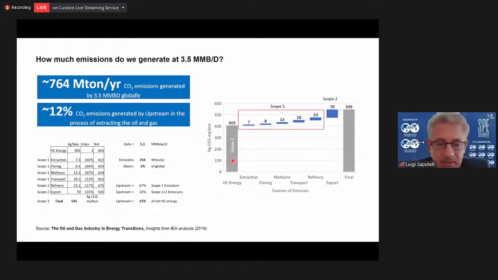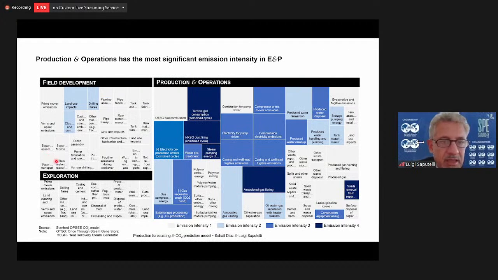The model allows us to, we're publishing this paper by the end of the month, and you can also see a number of energy emissions intensity in E&P from field development, exploration, and production operations, and all of this will be creating a number of emissions intensity and emission consumptions. All these numbers can be discussed later in a future session if you are interested.